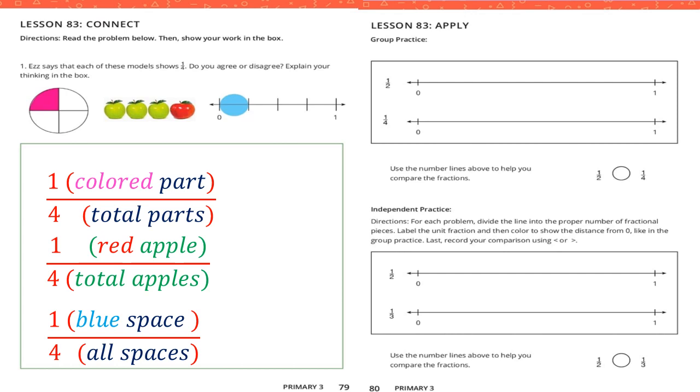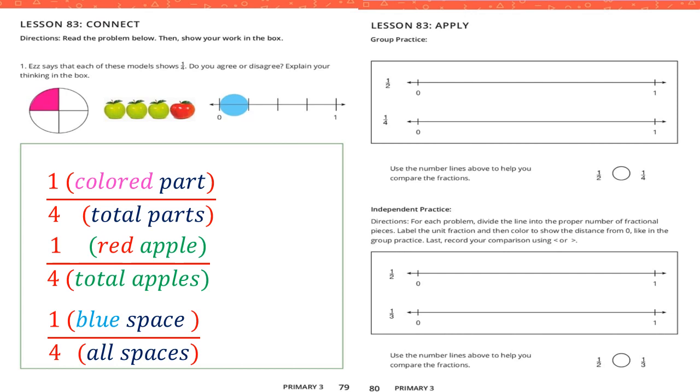Let's move to the next page, the apply part. We have group practice here. The first rectangle: we have 2 fractions and we want to compare them by representing them on the number line. Okay, 1 over 2 and 1 over 4, half and quarter. Let's represent half on the number line. Look at the denominator. The bottom number is 2. So it means 2 equal parts.